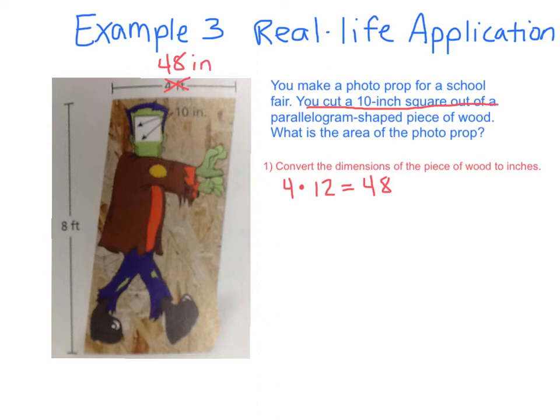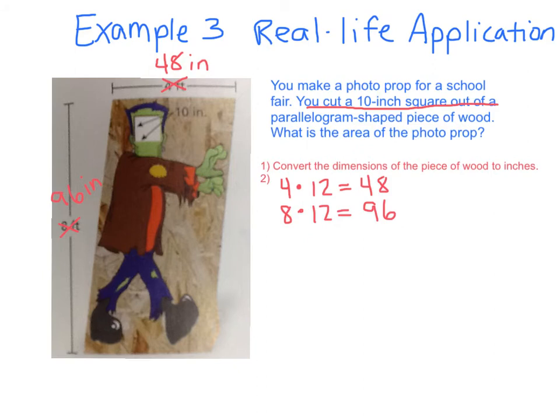Then you're going to do the same thing for the 8 feet. 8 times 12, because there's 12 inches in every foot. So 8 times 12 gives you 96. So this is no longer 8 feet, it is now 96 inches. So our step 2 was converting. I just added the 2 in there for you.